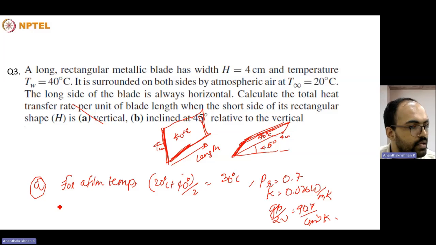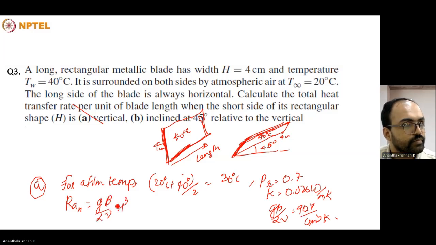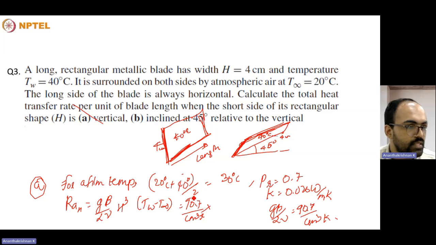So for a vertical plate with a height of 4 centimeters, the Rayleigh number is given as g beta divided by alpha nu, times h cubed, times delta T, that is T_w minus T infinity. So this is 90.7 per centimeter cubed Kelvin, h is 4 centimeters, so 4 cubed, times T_w minus T infinity, that is equal to 20. So the value is 1.16 into 10 power 5. So this is a laminar flow.